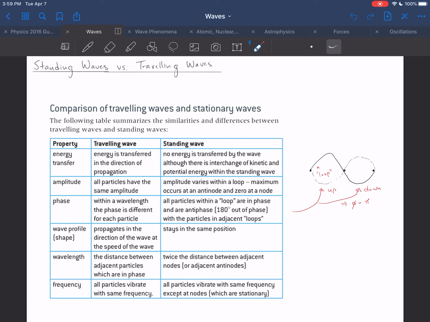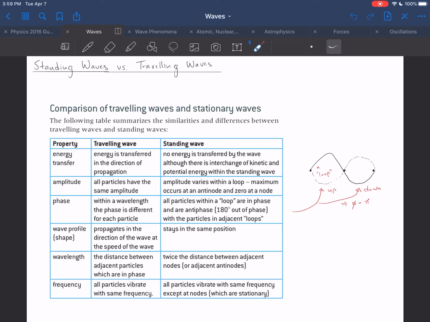For a traveling wave, all particles have the same amplitude. But for a standing wave, the amplitude varies within a loop. By the way, a loop is this thing right here. So if this is our basic structure for a standing wave, then a loop would be this shape right here. And the amplitude would vary within it. So you would find points with zero amplitude at the nodes, a point with maximum amplitude right here and here at the antinodes, and points anywhere in between.